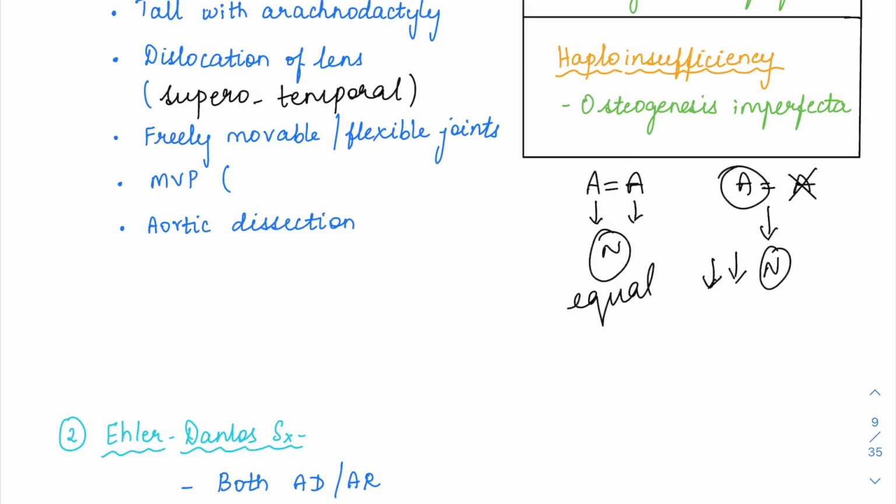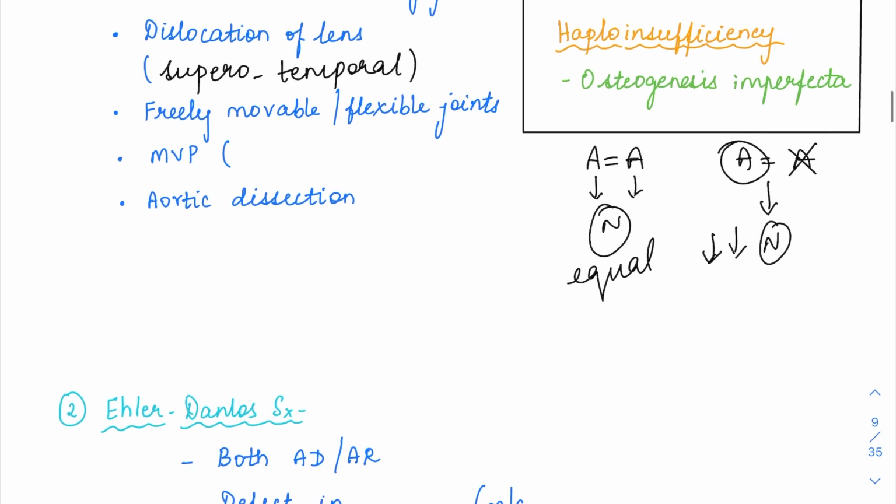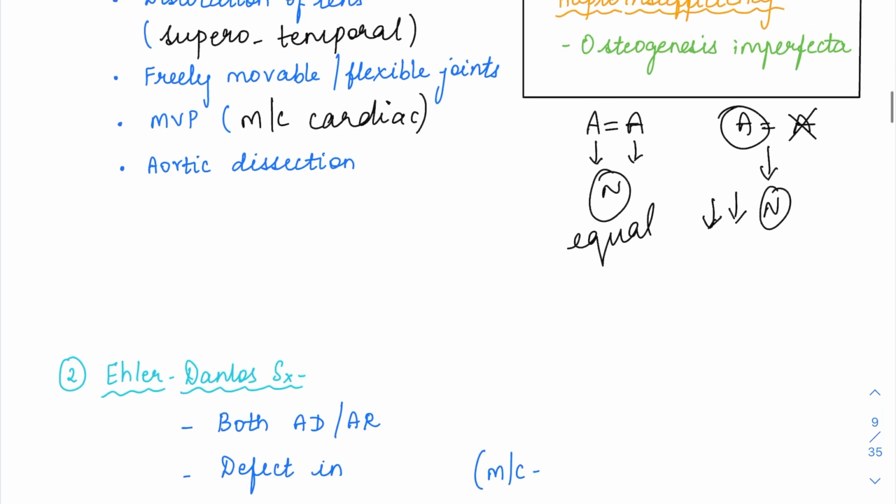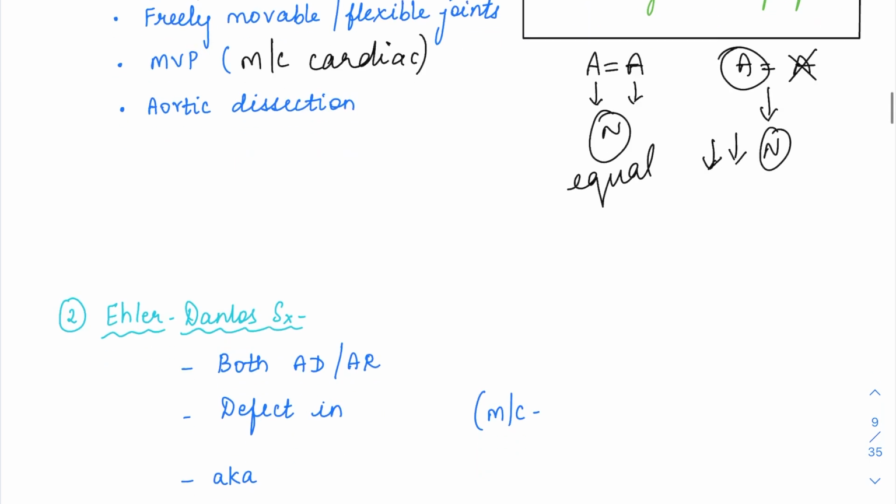So this thumb can come and touch the radius here. So these kinds of flexible joints will be present, and they'll usually have cardiovascular manifestations. The most common cardiovascular manifestation in Marfan syndrome is going to be mitral valve prolapse. Mitral valve prolapse is seen commonly in Marfan syndrome. Along with that, they can also have aortic dissection.